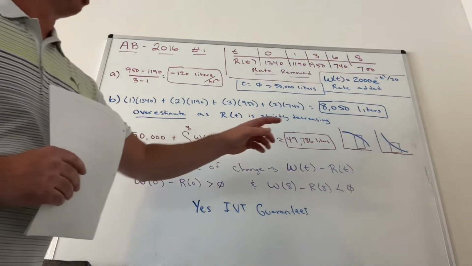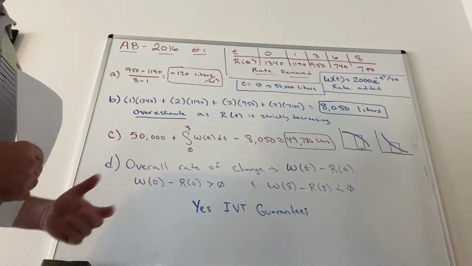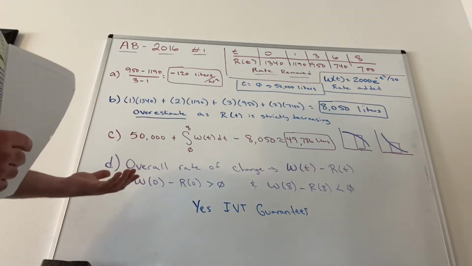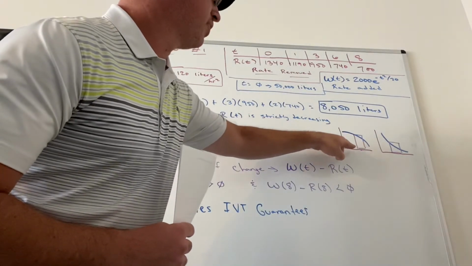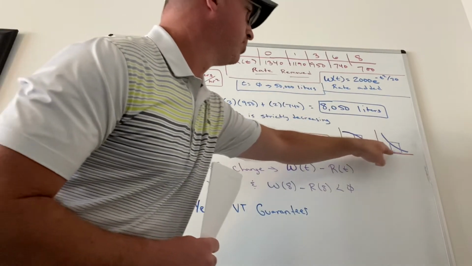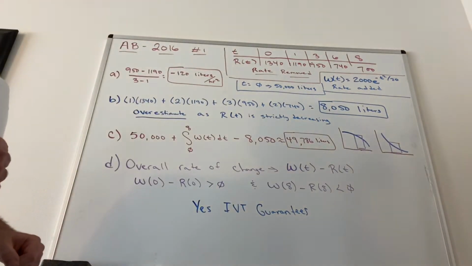Now, this is an overestimate because r of t is strictly decreasing. Over here, I drew a couple of different pictures of something decreasing. It doesn't matter the concavity. For both of those graphs, if I draw a left-handed rectangle, I'm getting an overestimate.